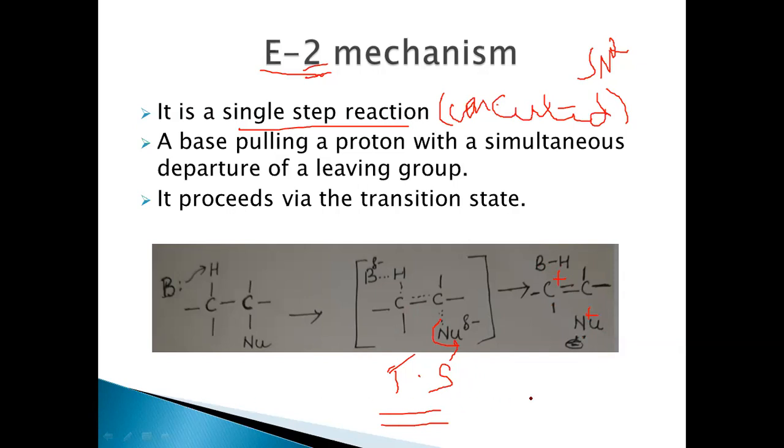So it occurs through a single step, proceeding through a transition state, and the reaction is bimolecular, where the rate of the reaction depends upon the concentration of both the reacting molecules, that is the alkyl halide and also the base which is added here. So the name E2, that is elimination bimolecular reaction.